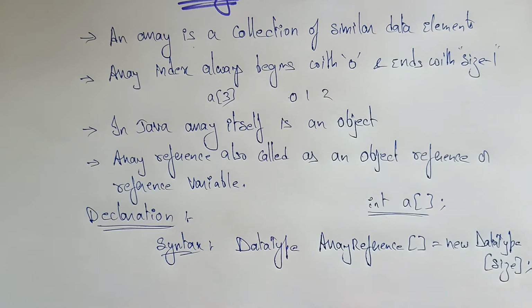Because I said the array itself is an object. If you want to create an object, how are you going to create it? You just call the class name. Suppose Sample is your class name, Sample ob is equal to new Sample. In the same way, if you want to declare an array, you have to write data type, array reference is equal to new data type of size.